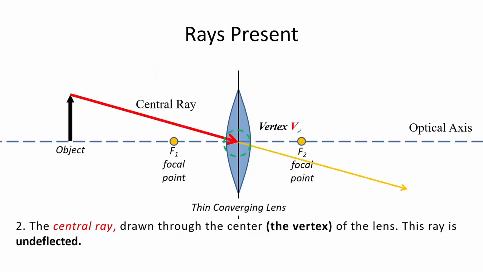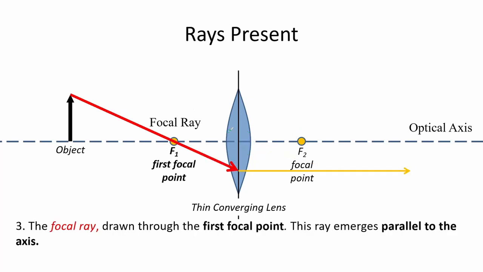Central ray is drawn through the vertex and does not deviate as it passes through the other side. We see how it behaves as shown in the image. The ray simply passes through the lens and intersects the center of the thin converging lens and the optical axis. Focal ray is drawn through the first focal point and then emerges parallel to the optical axis.